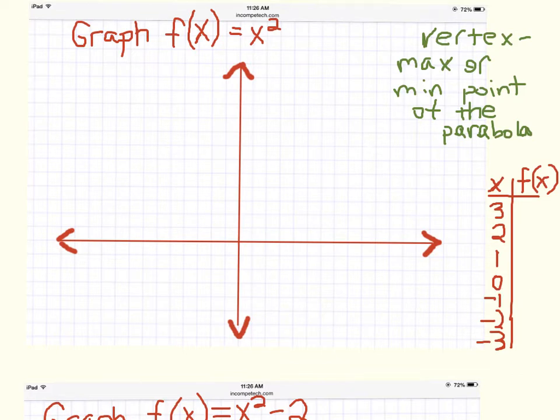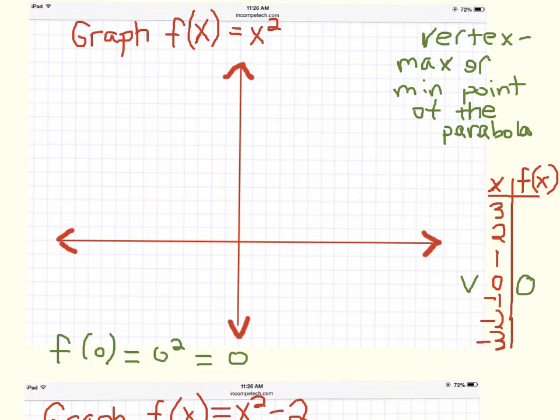So I'm first going to plug in f of 0, and I'm going to go ahead and get my vertex, which is 0 squared, which is 0. So my vertex here is going to be 0, and I'm going to put a big V there because that's going to be my vertex. That's going to be the point around which the U shape will form, both to the right and to the left.